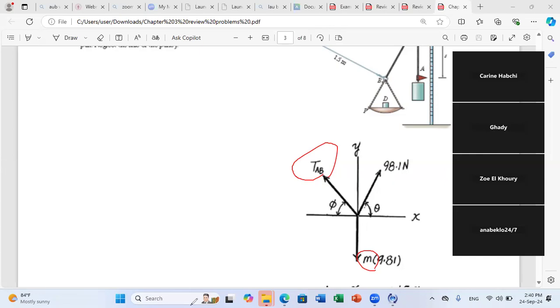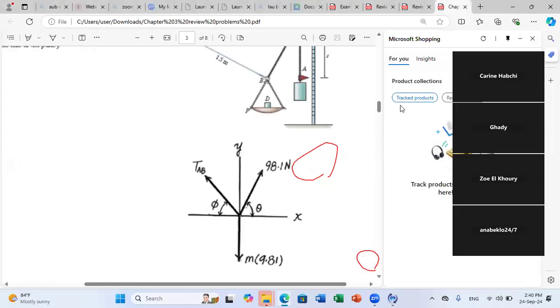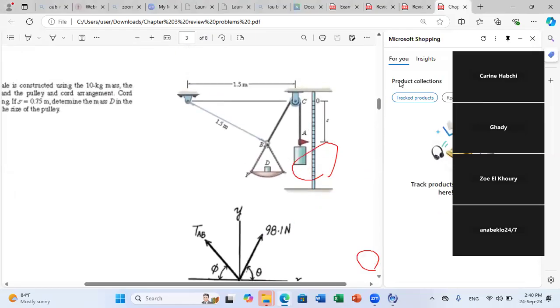Okay. So to find the angles, we need to do a small analysis of the geometry of the figure. Let us look at our figure to see how to calculate the unknown angles. What do we know about this figure? We know that in this triangle, this is 1.5 meter. This is 1.5 meter.